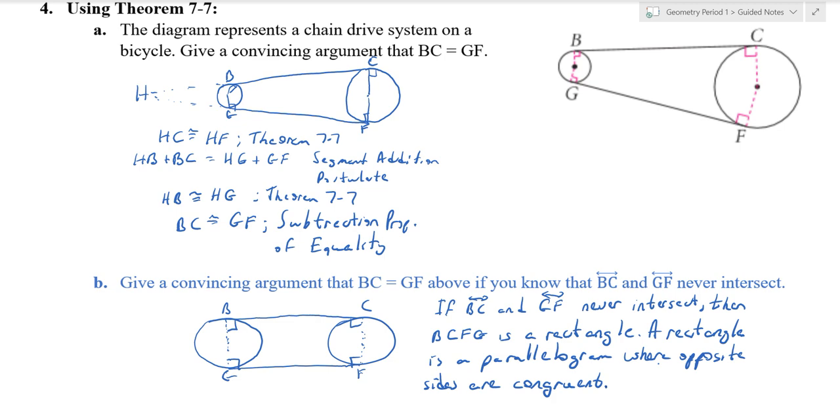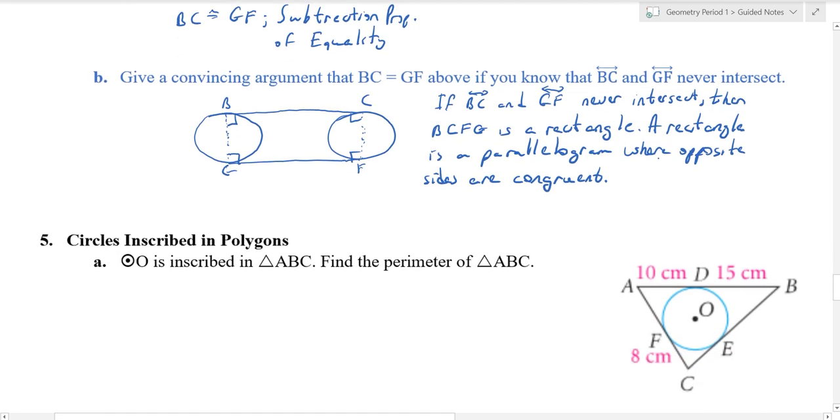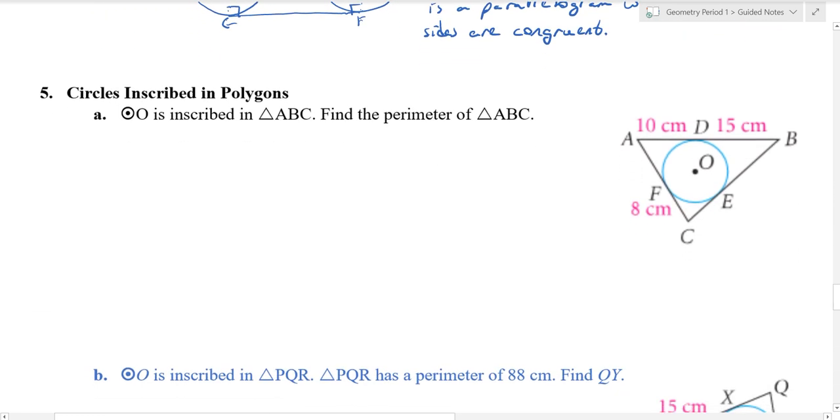All right, that was that example. So let's take a look at what's next. Now we have inscribed polygons. Now we discussed what inscribed means. Inscribed means particularly circles. An inscribed circle means that the sides of the triangle are tangent to the circle inside. So let's take a look. It says circles inscribed in a polygon. Circle O is inscribed in triangle ABC. Find the perimeter of ABC. So we have that.